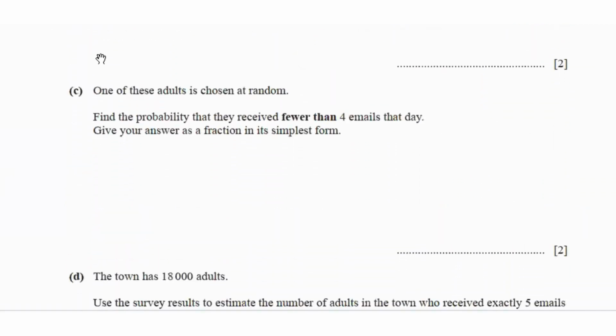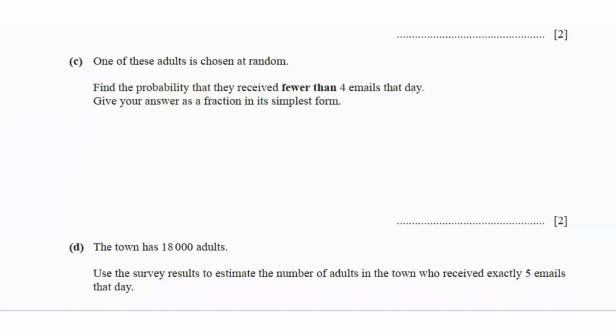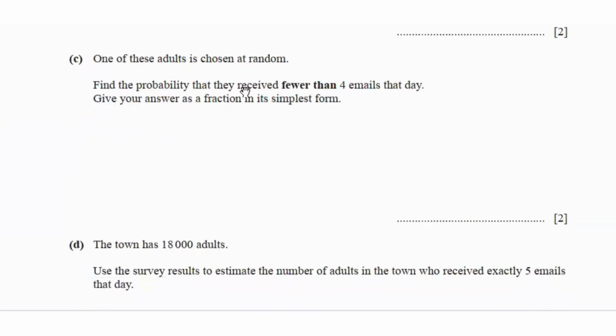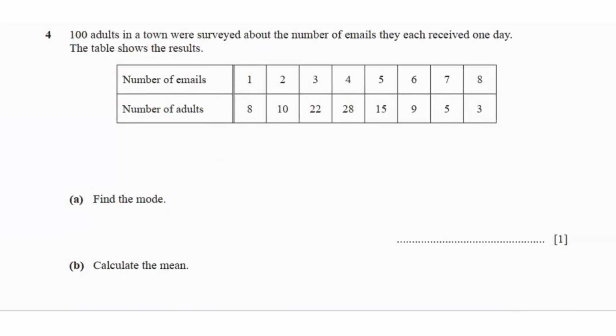Part C says one of these adults is chosen at random. Find the probability that they received fewer than 4 emails that day. Give your answer as a fraction in its simplest form. So fewer than 4 emails is basically this section. So the number of adults who received fewer than 4 emails is 8 plus 10 plus 22.